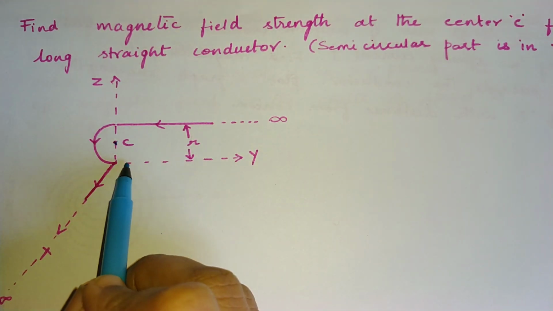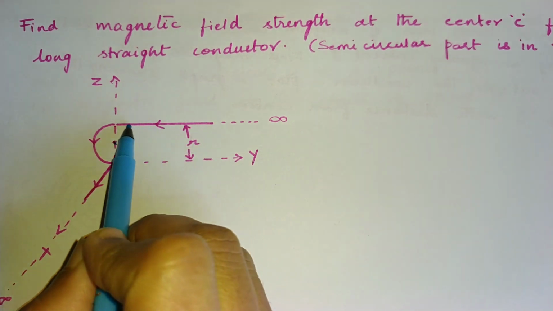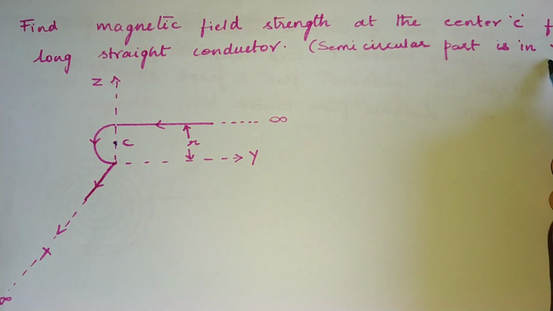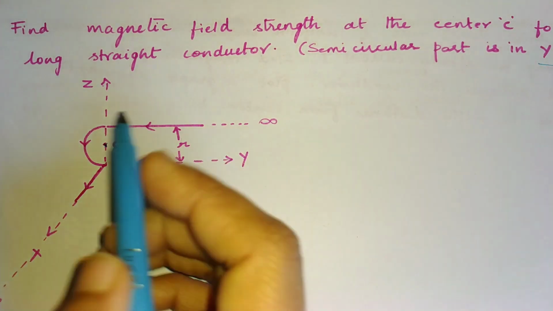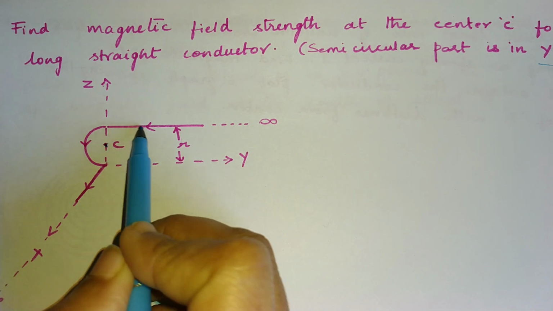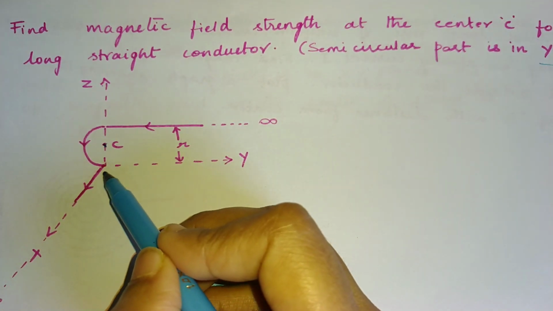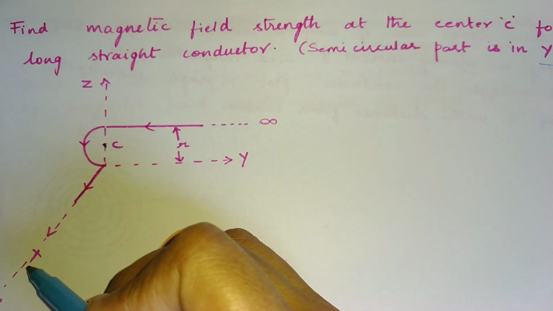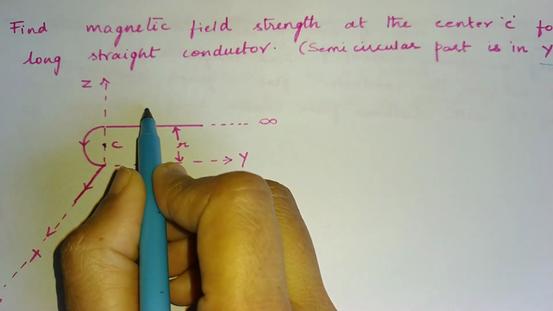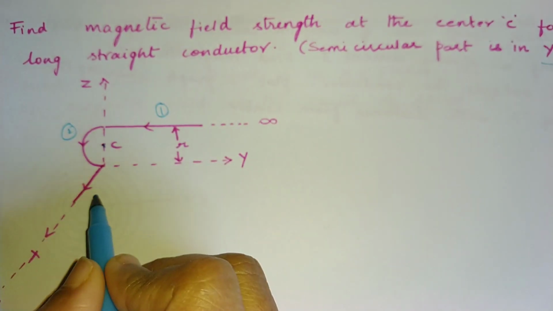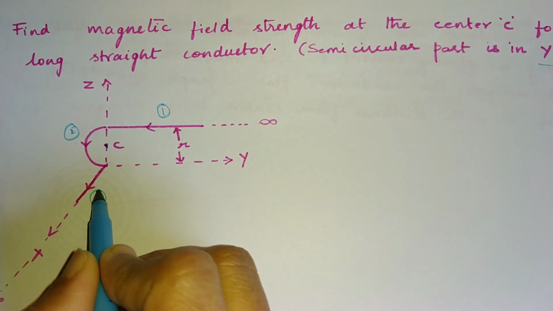Observe the wire. This is parallel to the y-axis, and this semicircle, it's mentioned in the question, is in the YZ plane. I repeat, the semicircle is also in the YZ plane. This is parallel to the y-axis, and this wire is coming out of the plane of the paper, tending to infinity. So let us divide this whole system into three parts: 1, 2 and 3.